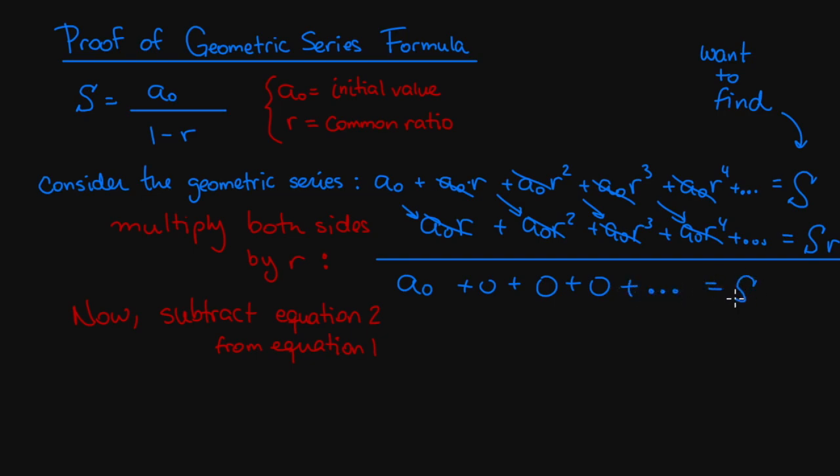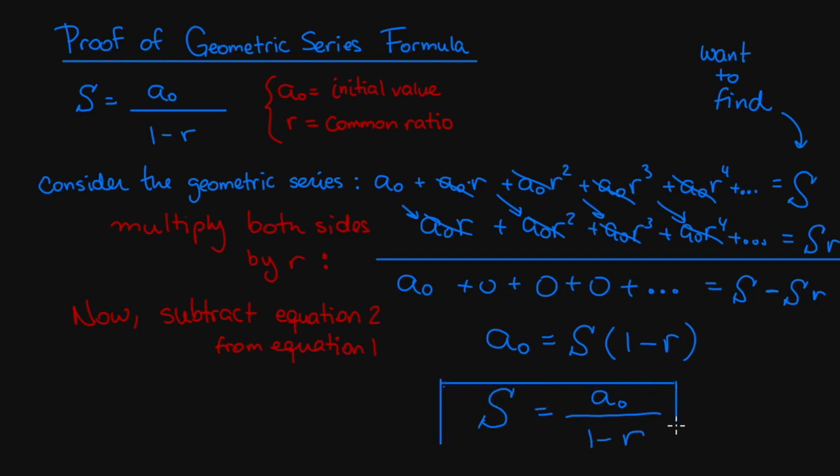On the right hand side, though, things are slightly more interesting. I have s minus s times r. So now, on the left hand side I just have a0, and on the right hand side I can actually factor out a factor of s, and I'm left with s times 1 minus r. Now s is the quantity we want to find, so let's divide both sides of the equation by 1 minus r. And here we see that s, the value we were looking for, is actually equal to a0 over 1 minus r.